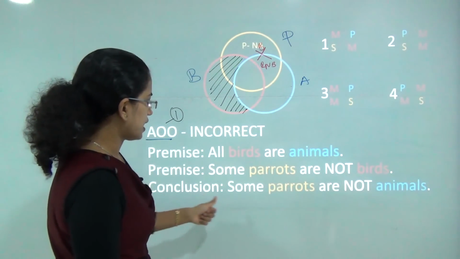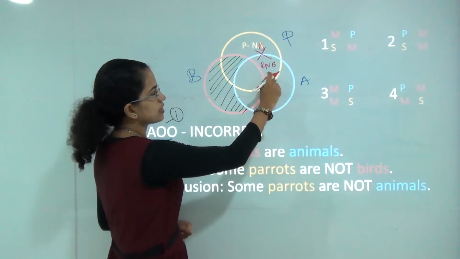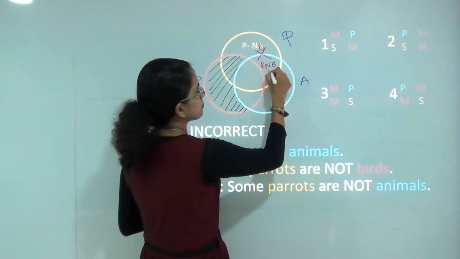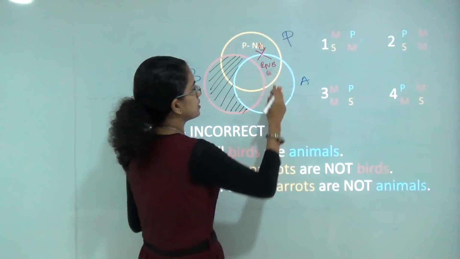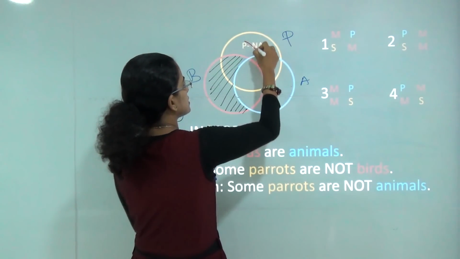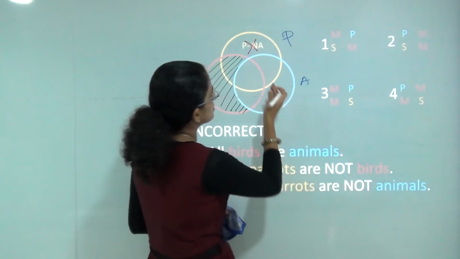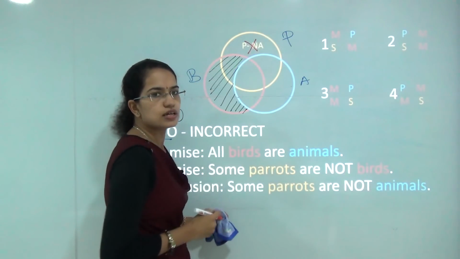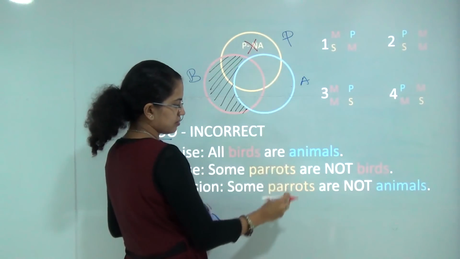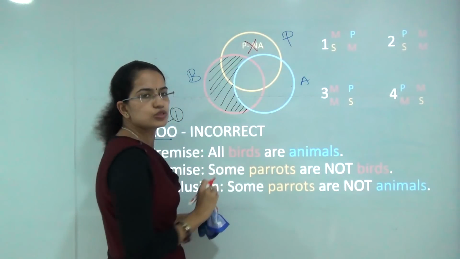Now based on this, can I say some parrots are not animals? If I want that some parrots are not animals, this some parrots are not birds should be in this region, but if in any case all of them lie in this region, then can I say some parrots are not animals? It would be incorrect, because all of those some are lying here. So I cannot say some parrots are not animals. That would become incorrect because they are outside this region.